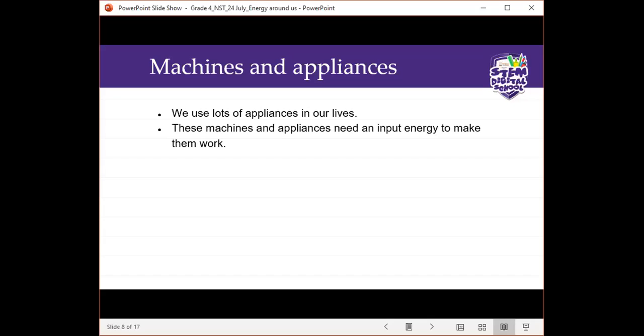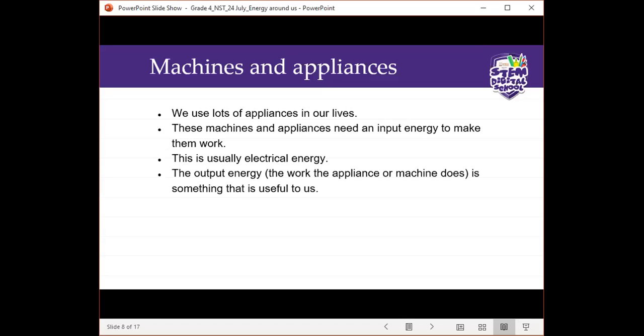Okay, so these machines and appliances need an input energy to make them work, right? And electricity is one of those input energies which are usually used. This is usually electrical energy, just as mentioned. The output energy, which is the work the appliance or the machine does, is something that is useful to us. Okay, so output energy is always something that is useful to us.